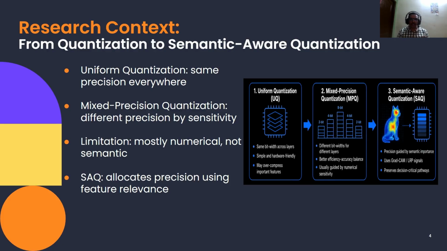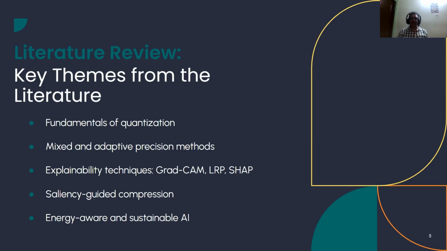Building on this context, now I will briefly summarize the key insights from the literature. From the literature, I identified 5 key themes that shaped this research. First, the fundamentals of quantization, especially post training quantization, which is widely used to improve the model efficiency without retraining. Second, mixed and adaptive precision methods, which show that selective bit allocation often performs better than uniform compression, but still mainly rely on numerical sensitivity rather than semantic importance.